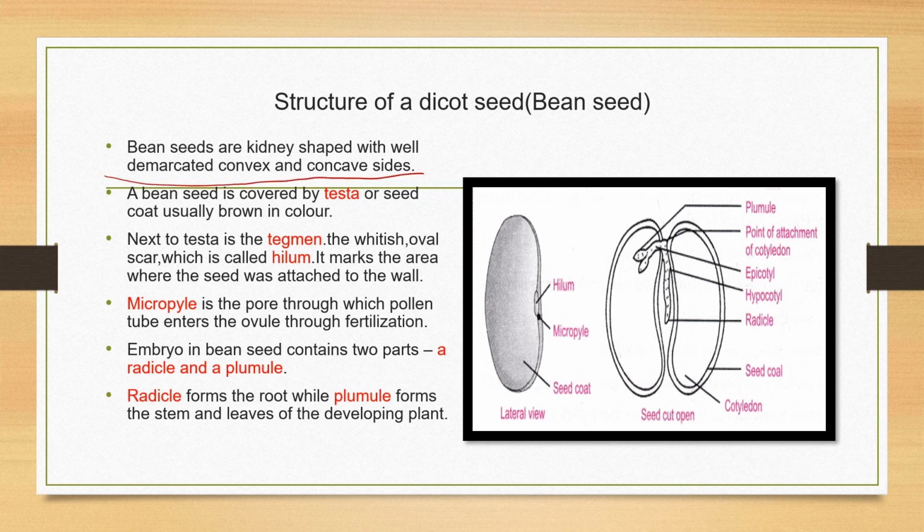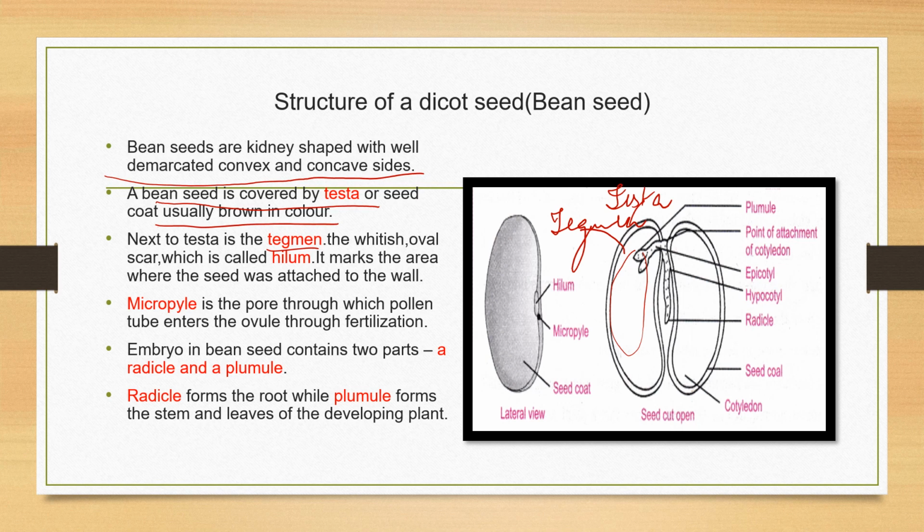Now a bean seed is usually covered by the testa. This outer covering is the testa, which is usually brown in color, and next to the testa is the tegmen. These testa and tegmen protect the inner parts of the seed. The testa is the outer seed coat, usually brown in color, and it protects the inside from drying out as well as from mechanical damage.